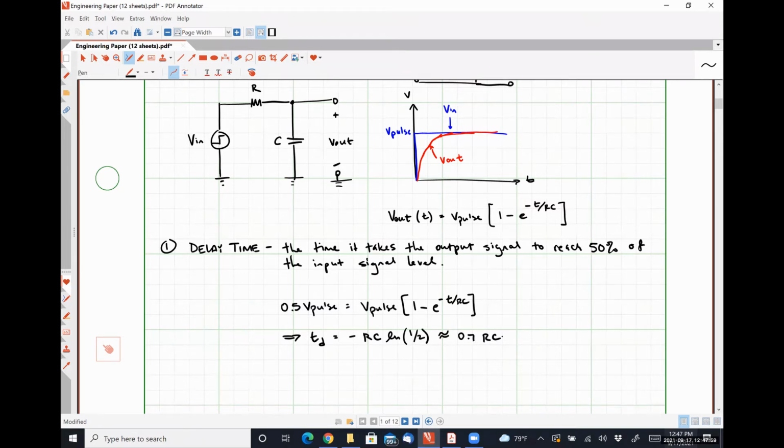So roughly 70% of a time constant is how long it takes our signal to change from its initial value to half, right? Where a time constant was defined as e to the -1, or the time it takes to reach 37% of its original value. So it's the same basic concept. We're just looking at it from a slightly different perspective.